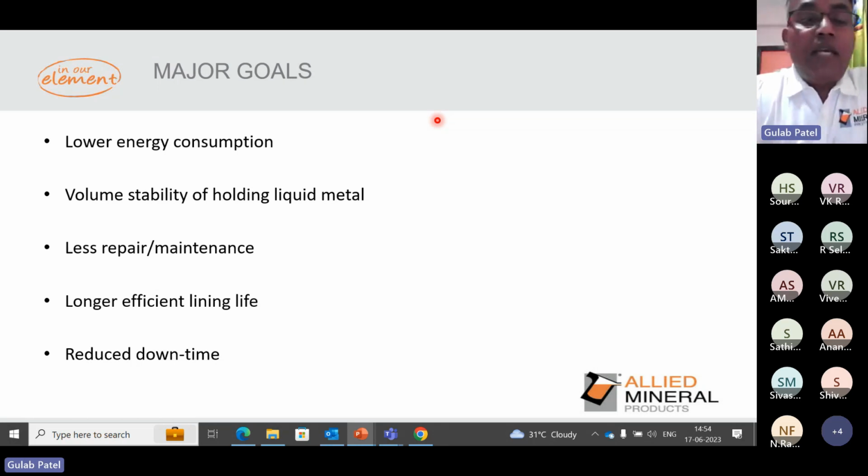Then again, going to reduced downtime, we have already discussed the third parameter, and it is all connected with that. If you are going to have less repair and maintenance, then ultimately you have to shut down your furnace or equipment for less time. Reduced downtime directly affects your production cost, meaning you can take more production. So these are the major goals, and how the refractory is going to help achieve those goals, and finally you get the best result.